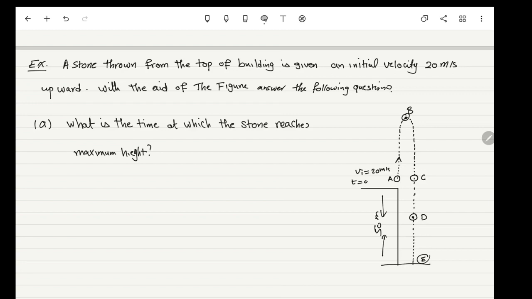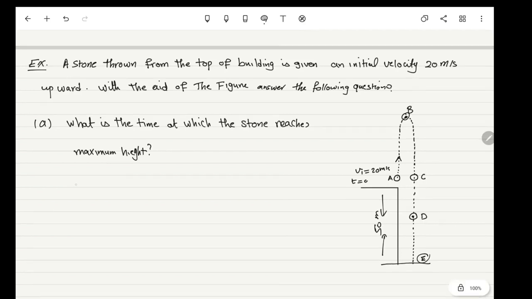The first question is, what is the time at which the stone reaches maximum height? To calculate the time to reach the maximum height, let's use this equation: V final equals V initial minus G T. Now, V final at maximum height is 0. In this case, T equals minus V initial divided by minus G, which is 20 divided by almost 10, which equals 2 seconds.